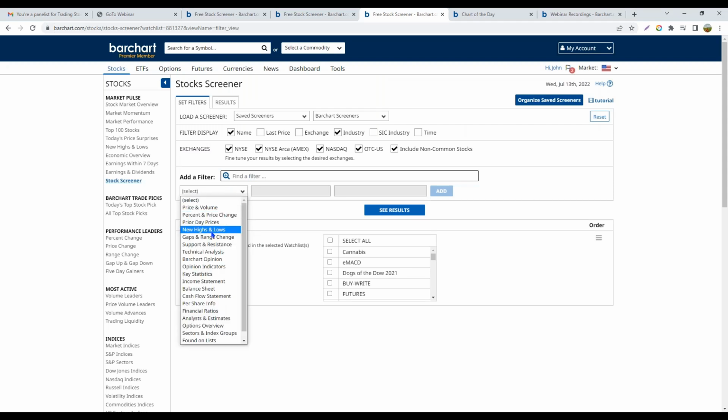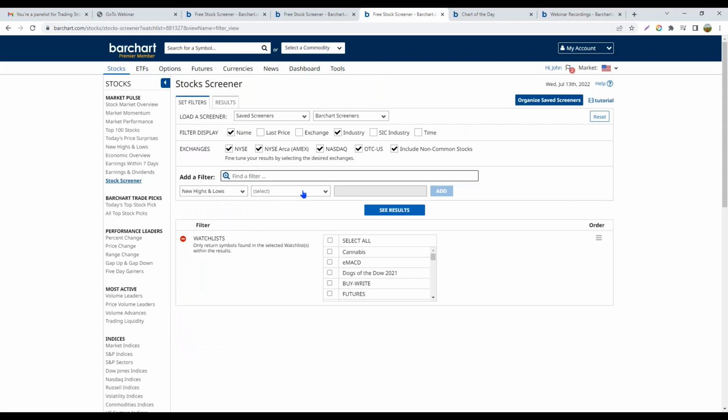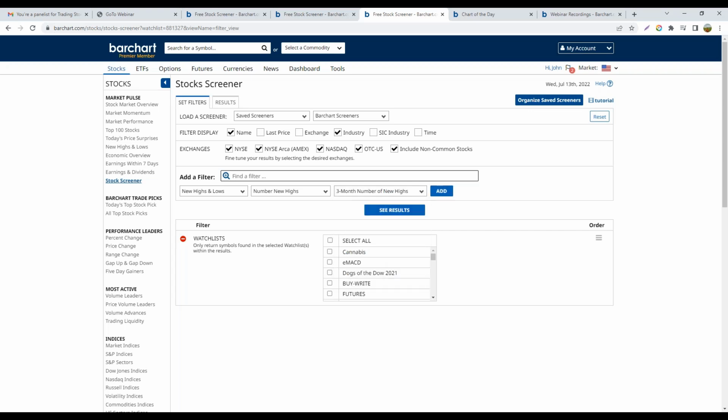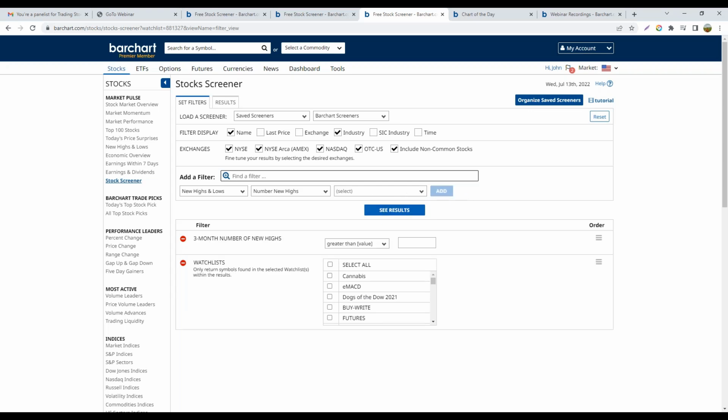And again, I'm just going to come in where it says new highs and lows, but now what I'm going to do is screen on a number of new highs. And I can use different time frames, how many new highs in a certain time frame. But let's just look and see how many new highs these stocks have made in, let's say, the last 3 months. Remember that idea of relative strength, 3 months to 6 months. And I'll add that and check my result.